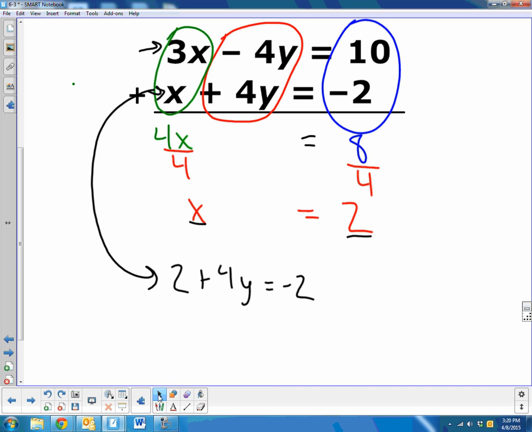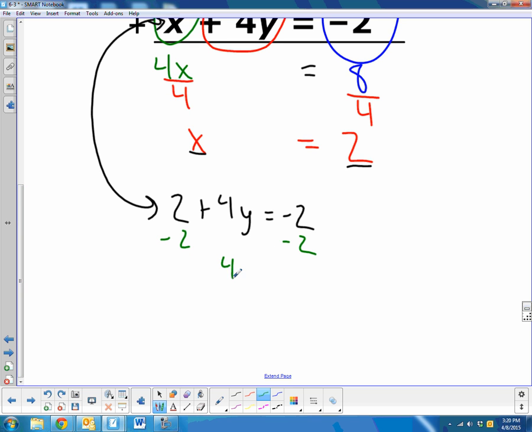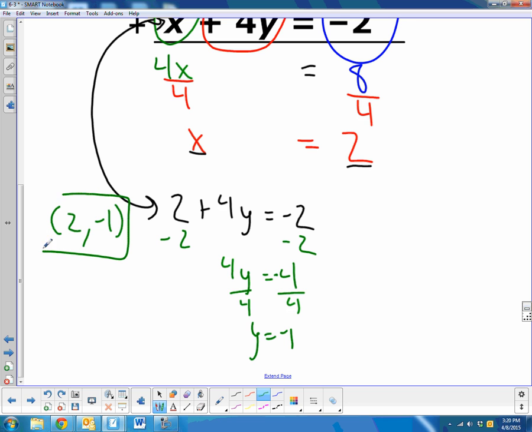Now I've got one equation with one unknown. I can solve this equation. I'm going to get y all by itself. I'm going to minus 2 from both sides. I get that 4y equals negative 4. Divide both sides by 4 to isolate the variable. y equals negative 1. So my solution to this system of linear equations would be (2, negative 1). My x was 2, my y was negative 1.